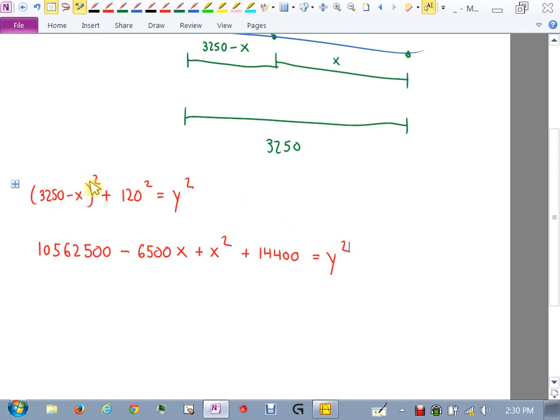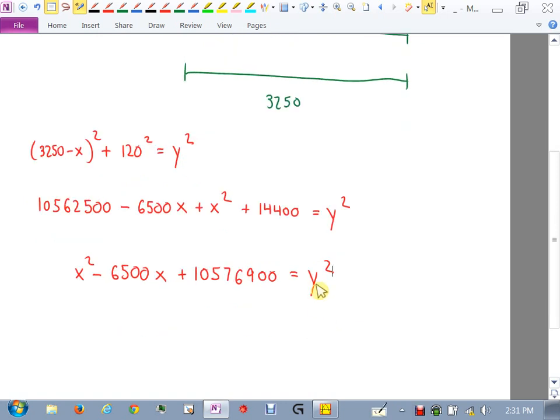So I expanded this out, which gave me 3 terms, right, when you do an expansion like that. I squared that, got this, and then now let me collect some things together. Let me take this number and let me add that. And I'll put this in descending order. I have x squared minus 6,500x plus 10,576,900 equals y squared. Have I lost anybody? Are we all right?